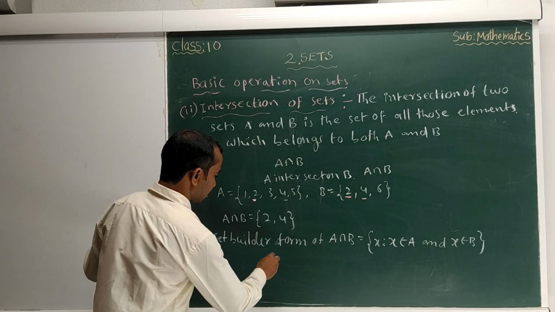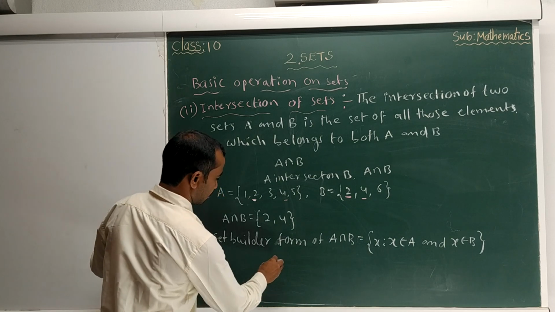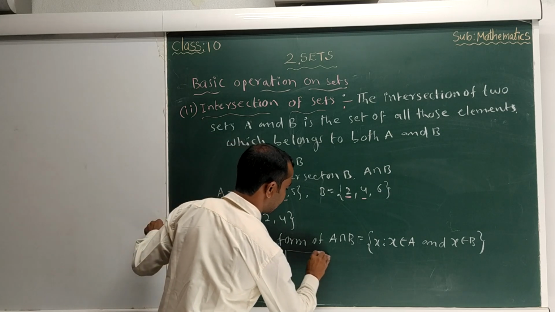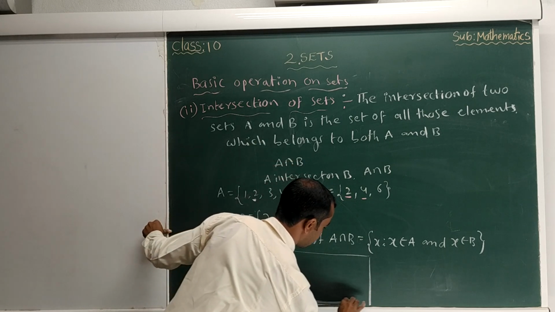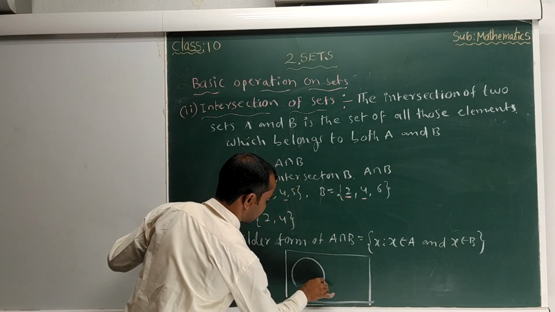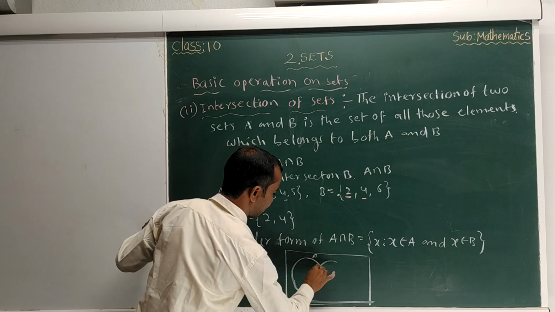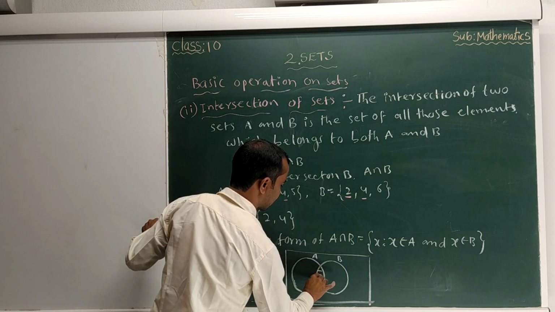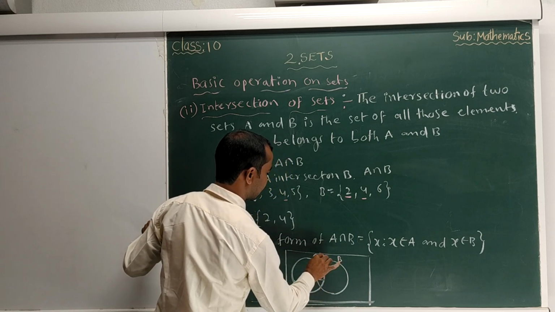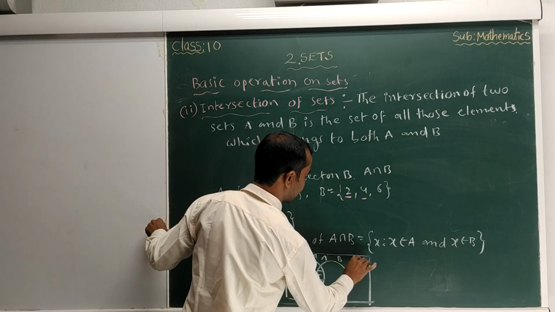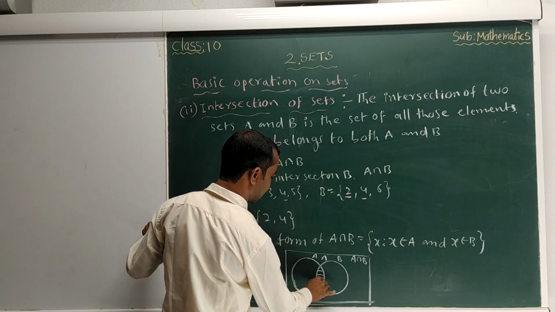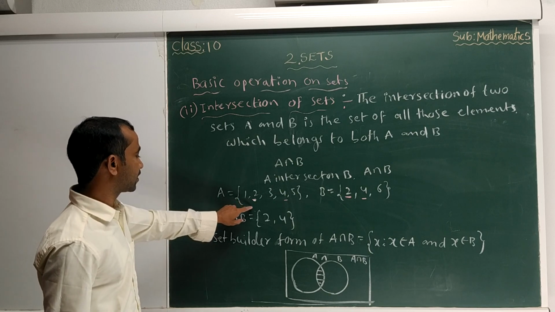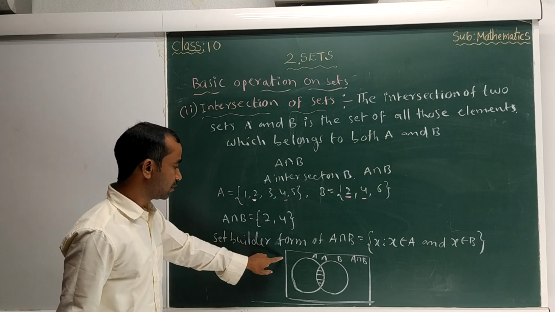Next, Venn diagram of the intersection of two sets. Here set A and set B. The shaded portion is called the intersection, A intersection B. The shaded portion represents A intersection B. So here also, first roster form of the intersection, next set builder form, next Venn diagram.